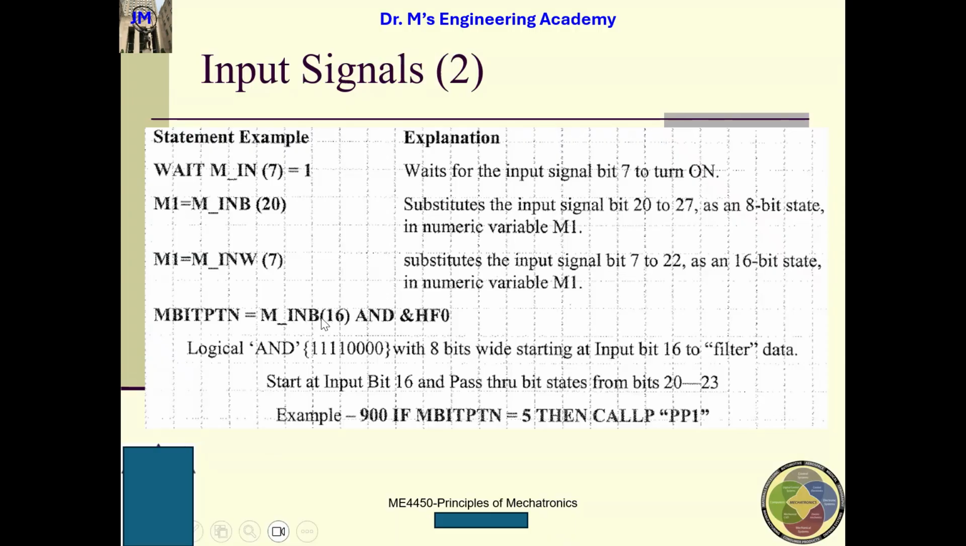And then I can also do this logic AND operation. INB 16: I retrieve the bit information from bit 16, going to 8 bits. I do the logic AND with this HF0. Questions so far?